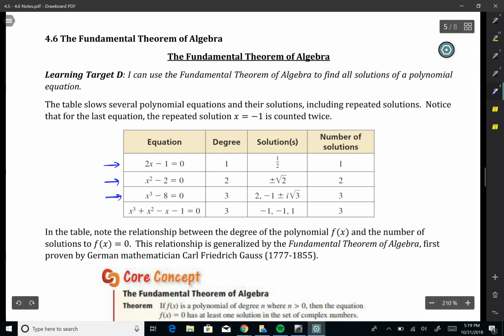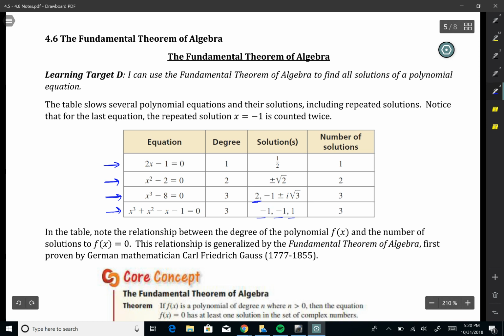Our third equation, x cubed minus 8 equals 0, is a cubic, degree 3. It has 3 solutions. It has 2, and then it has 1 plus i times the square root of 3 and 1 minus i times the square root of 3. And finally, we have another cubic here, x cubed plus x squared minus x minus 1 equals 0, which is also degree 3, and we have the solutions -1, -1, and 1, which also has 3 solutions.